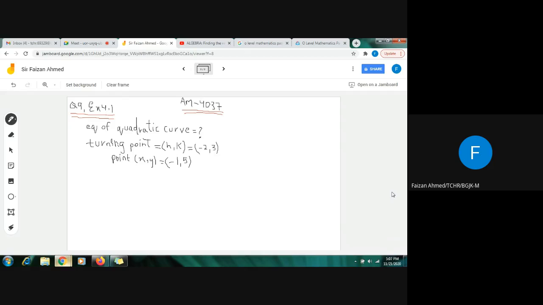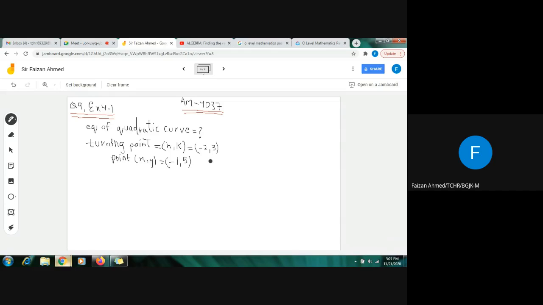Question number 9 of exercise 4.1, Additional Mathematics 4037. In this question, we have to find the equation of a quadratic curve, or basically a quadratic function. The data given to us is the turning point, which is represented by h and k. The turning point given is (-2, 3), so the value of h is -2 and the value of k is 3.